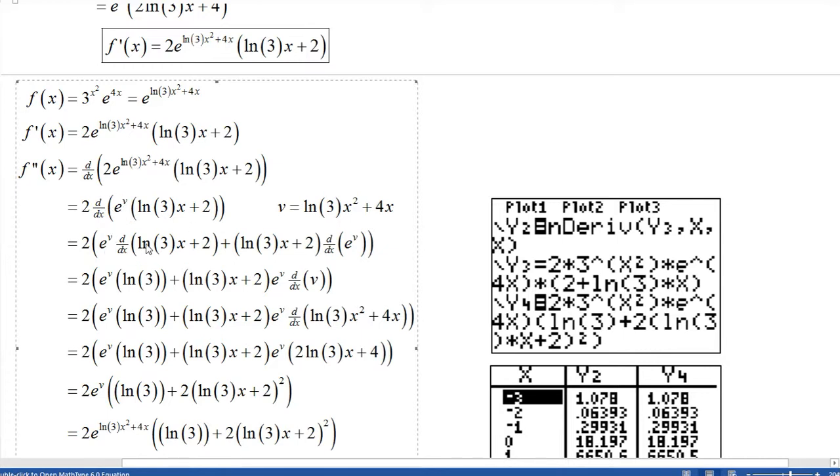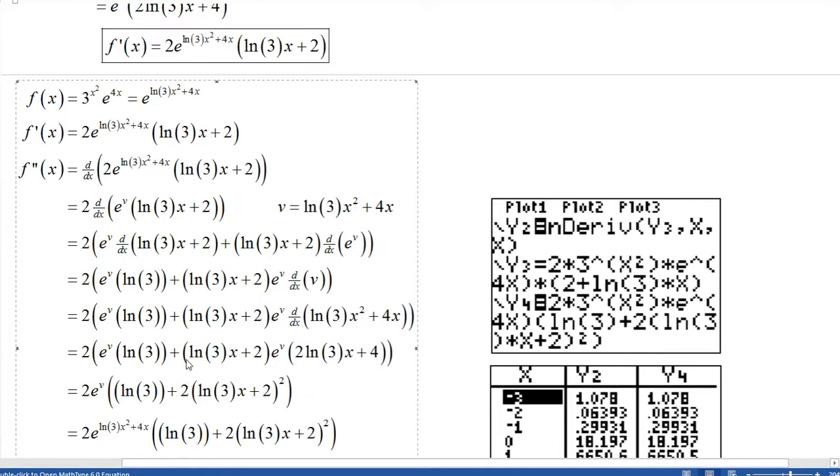So it's the first times derivative of the second, plus the second times derivative of the first. This is just linear, so the coefficient is the derivative, which is natural log of 3. And e to the v, the derivative is e to the v times the derivative of v. Now the v is this quadratic, so its derivative, like we did before, is 2 natural log of 3 times x plus 4x. The rest of this was recopied.